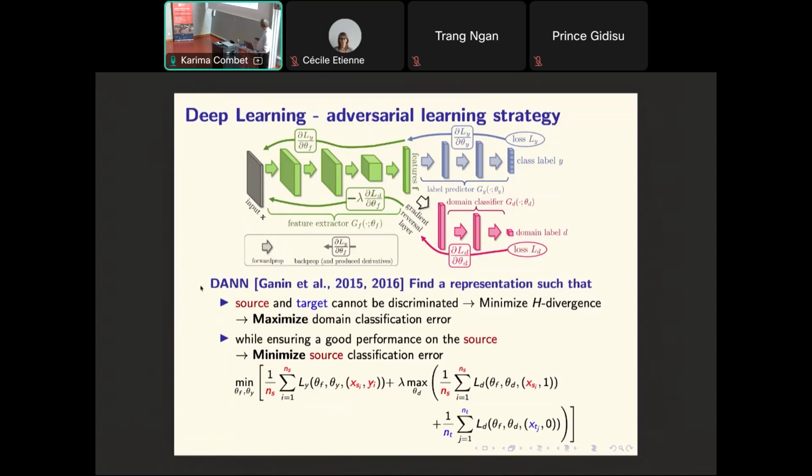It's an adversarial problem, a min-max problem. We try to find the weights that minimize the error on the source task, and we try to maximize the error of identifying correctly the two domains. These are min-max problems that are sometimes difficult to optimize. But the very good point is that you try to do exactly what you want: control the source error and control the relatedness between the two domains.